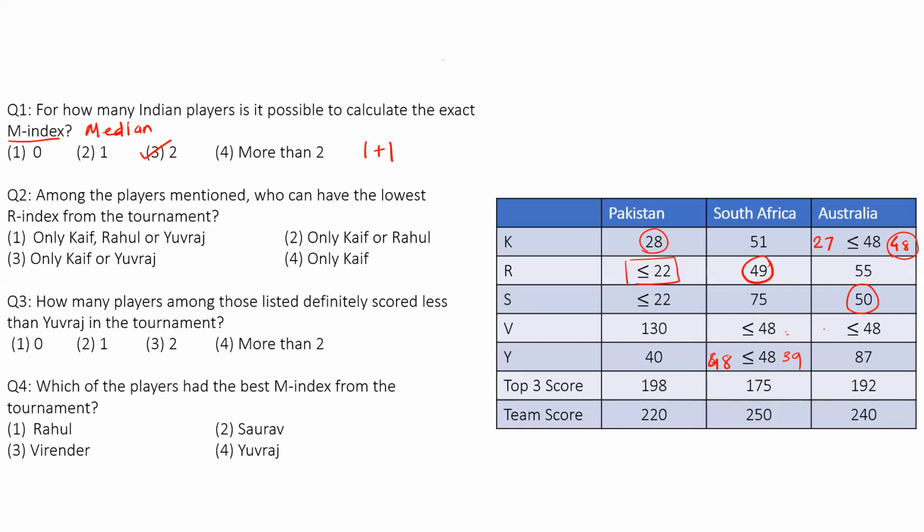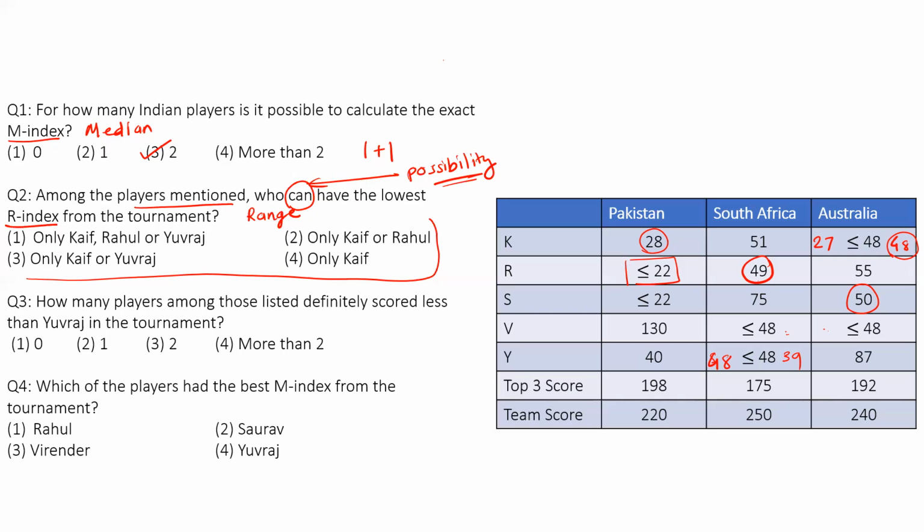Question 2: among the players mentioned, who can have the lowest R index? Okay, so R index is nothing but range. Now, in this question, look at the language of the question. The first is players mentioned. That means I should look for only these players. I need not look for the other players. Second part, the language says who can have. So can means they are talking about a possibility. Correct? So that means it is not a definite answer, so we may need to form the cases here.